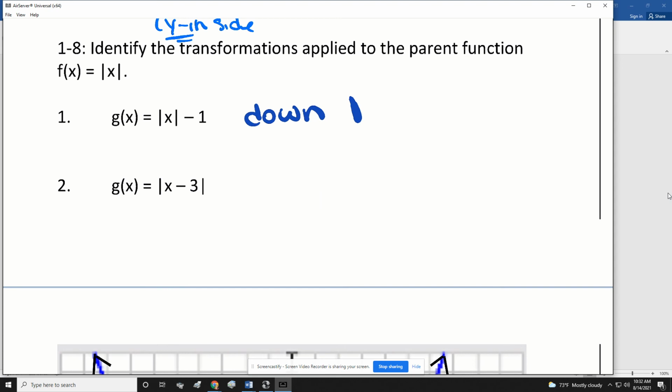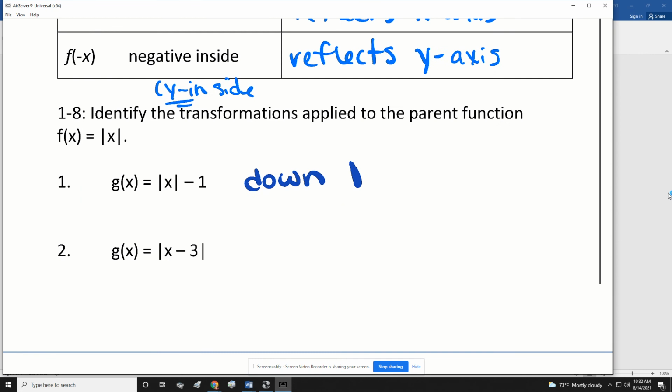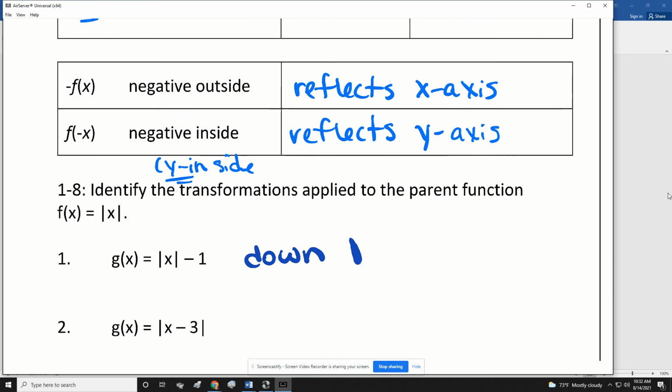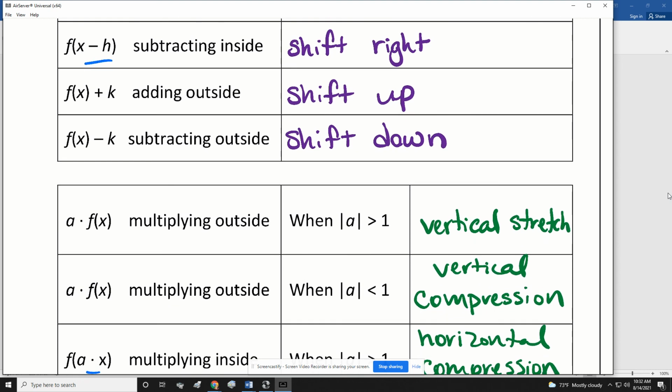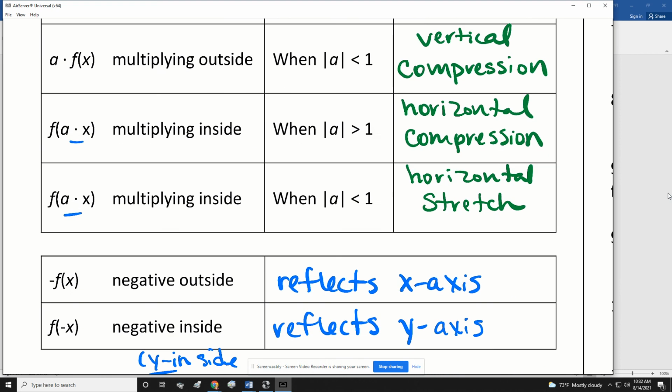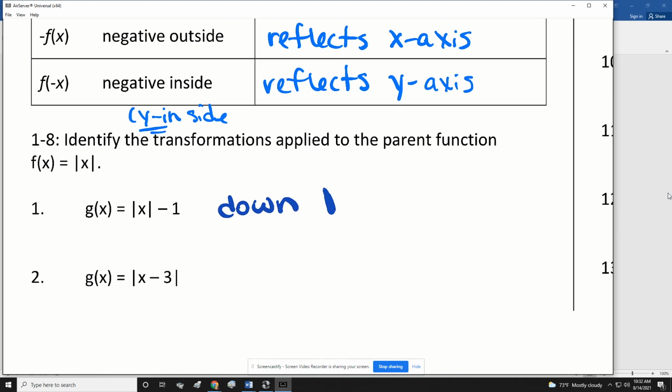Okay, number two. That 3 is subtracted on the inside. All right, and then according to this one right here, when we subtract on the inside, it shifts it to the right. And so what's subtracted is the 3, so we would just say right 3. So that original graph is just shifting to the right.